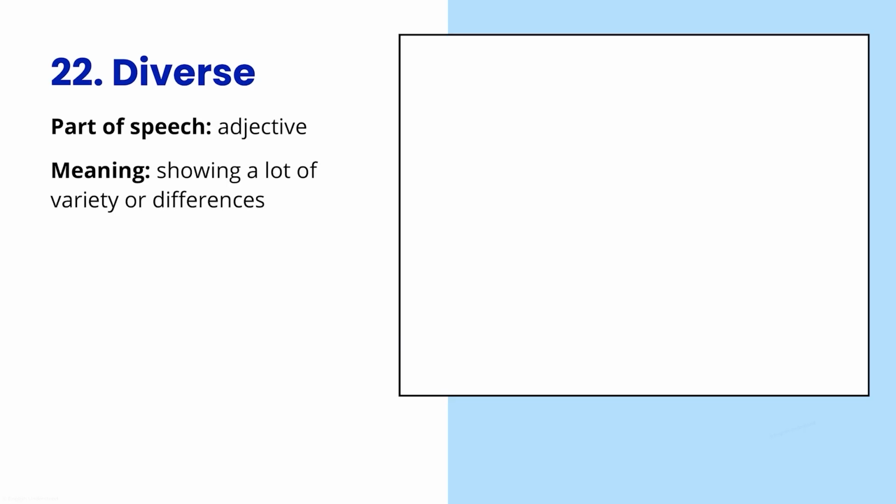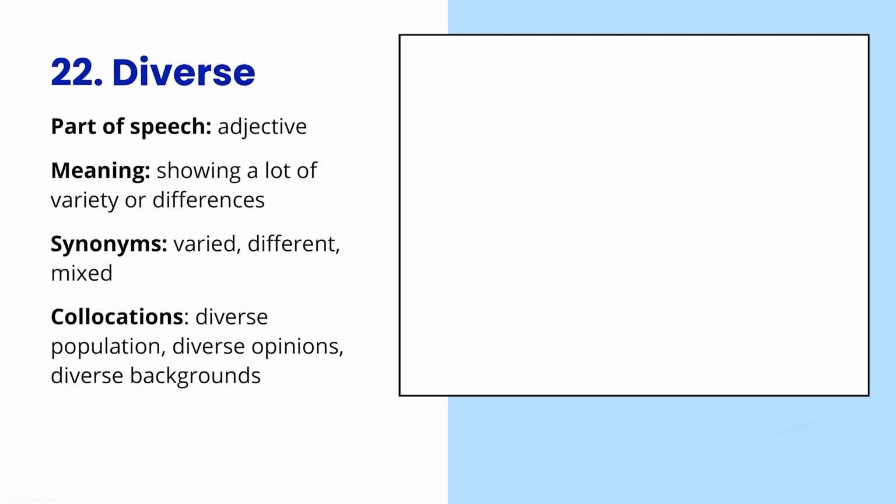Moving on to 22, which is diverse. Diverse is an adjective, and it means showing a lot of variety or differences, a lot of different things or people or anything really. Synonyms: varied, different, mixed. Collocations: diverse population. So this means a population with a lot of different people from different backgrounds and different countries. Diverse opinions. Same thing, a lot of different opinions.